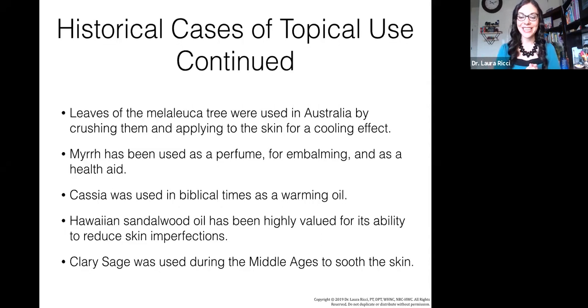And clary sage, I thought this was kind of interesting, was also used in the Middle Ages. So when we're talking about things being used throughout history, things to help the skin, things that were used for topical use, again, this isn't new. The research is kind of catching up with us. But what I found on my own personal healing journey is that nature knows best. And when we go back to those things, the body knows if something is a real, true essential oil, versus something that is fake and synthetically produced and made in a lab.